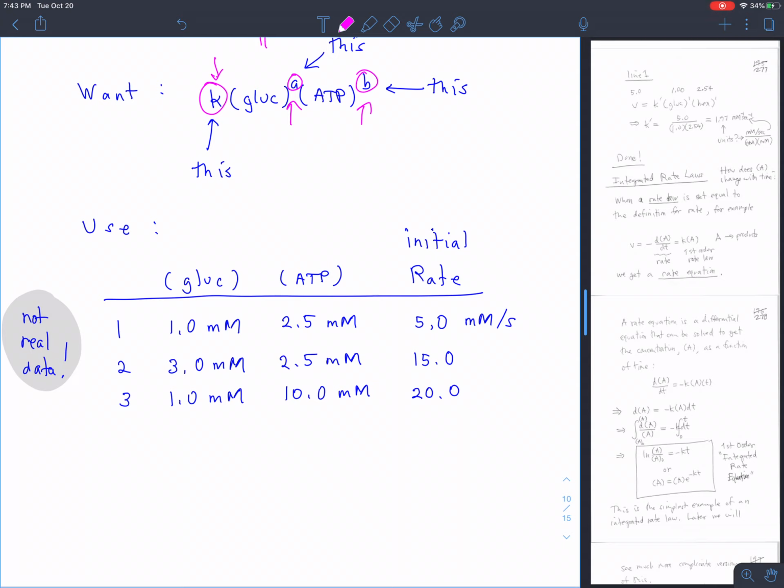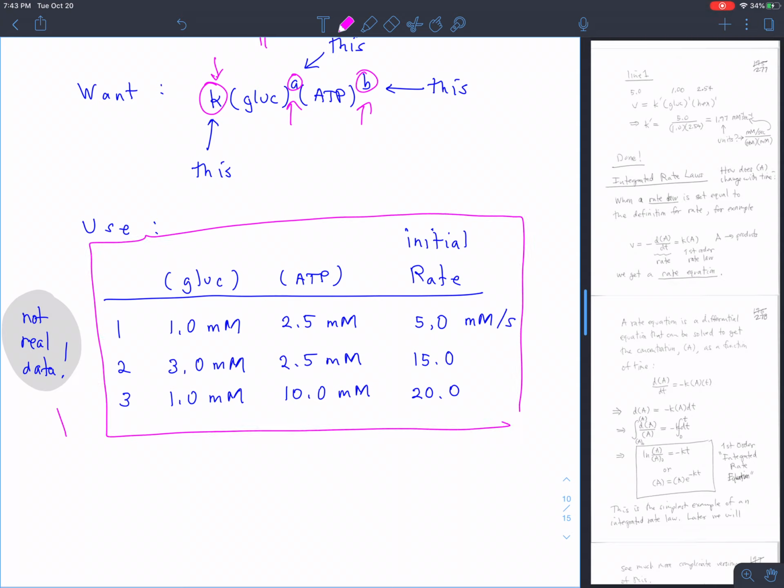Let's consider that we have some experimental data. This is not real data, it's made up data, but let's suppose it's experimental data. We have glucose concentration in this column, ATP concentration in this column, and then the third column gives what's called the initial rate. That means we start the reaction off, we measure how fast the concentrations are changing, in this case in units of millimolars per second, and then we stop the reaction because all we cared about was how fast it was going right at the beginning.